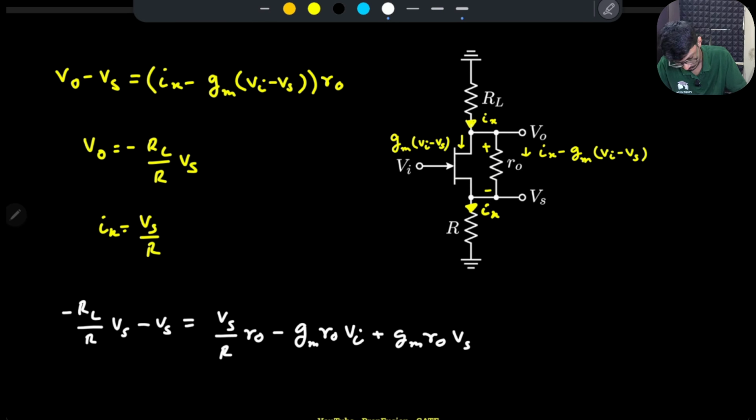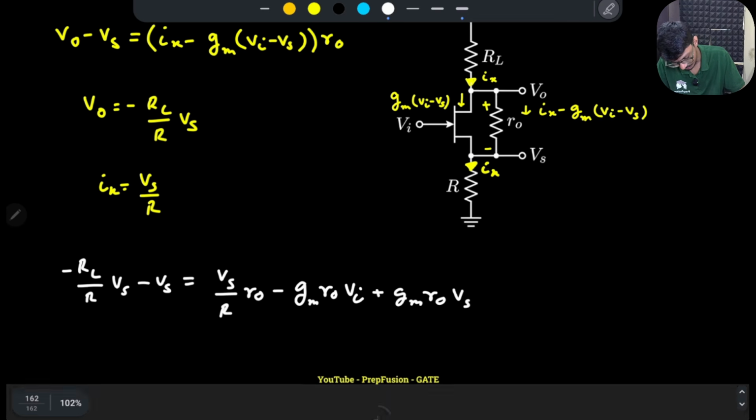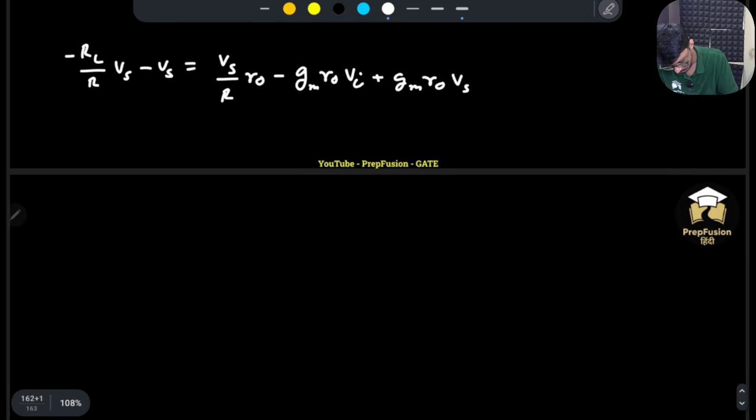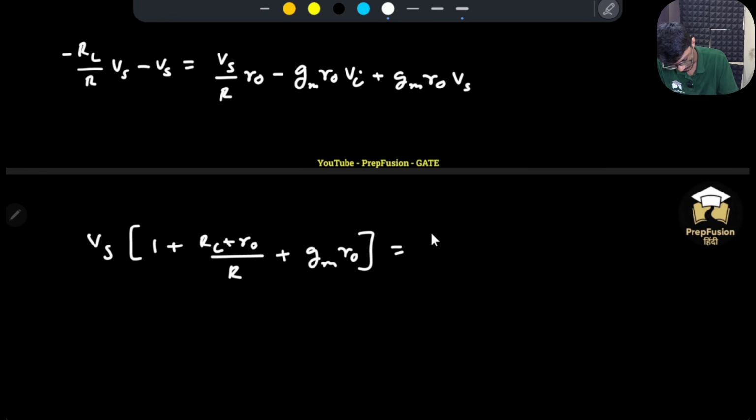Okay. So now I can take everything on the left hand side. If I take everything on the left hand side, what will happen? I can take a few terms common. Vs I can take common over here. Minus minus will simply cancel. This will be (RL plus Ro) divided by R plus GM Ro, and this side it will be equal to GM Ro Vi.